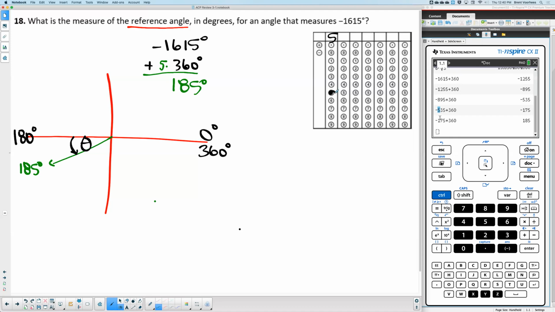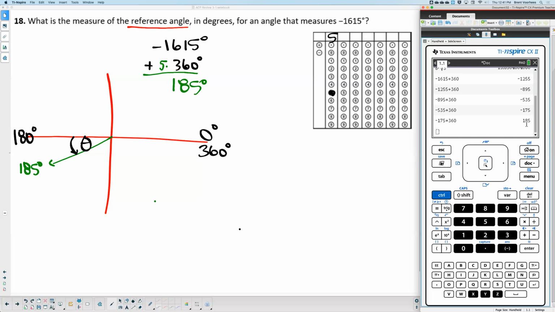So that's the difference between reference angle and coterminal. The final answer is actually going to be the closest x-axis. Coterminal just means they end together. So we found 5 different coterminals. On the calculator, negative 1255 was coterminal, negative 895 was coterminal, negative 535, negative 175, positive 185. Those are all coterminal with negative 615. But the answer to reference angle is that it's 5 degrees away from 180, the nearest x-axis.